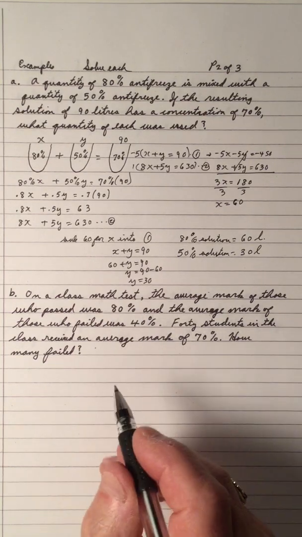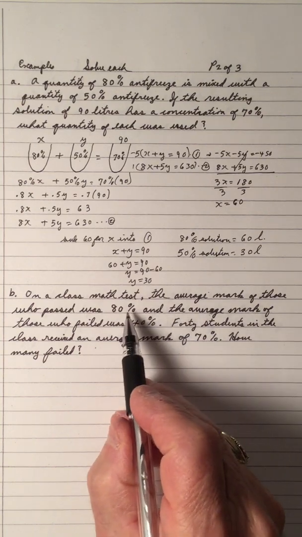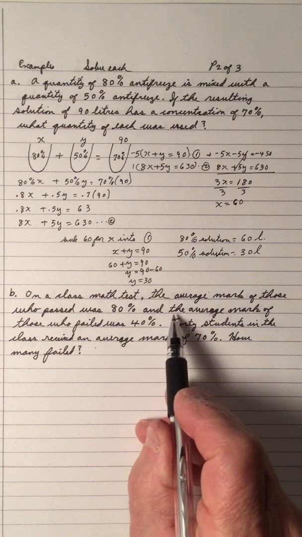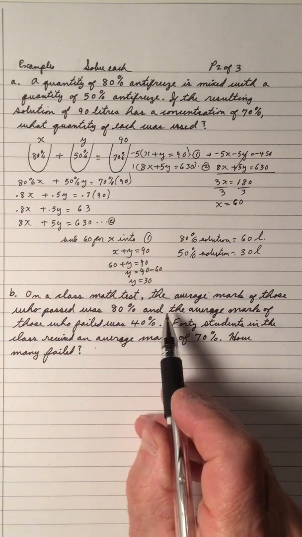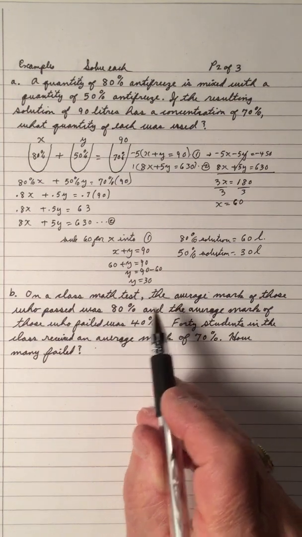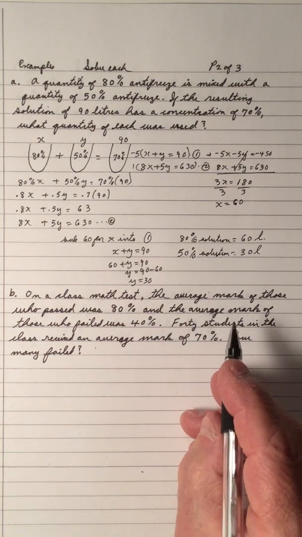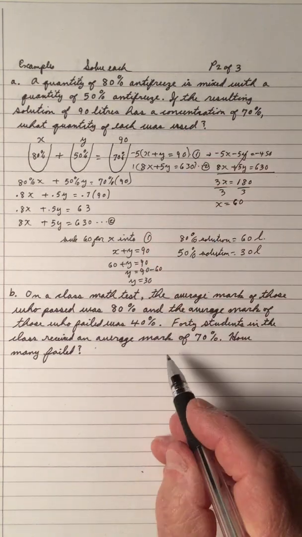And so if you take the number of students who passed and multiply by 80, you get their total marks. If you take the number of students who failed and multiply by 40, you get their total marks. If you add all the marks together, you get the same as multiplying 40 by 70. So it's very similar to a mixture problem.